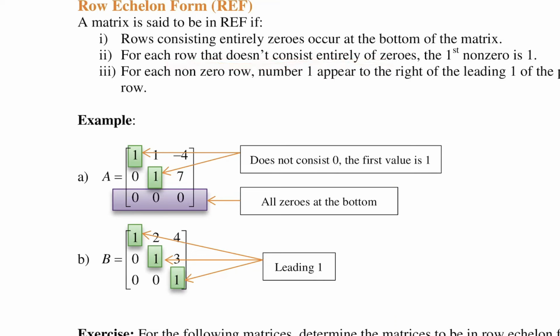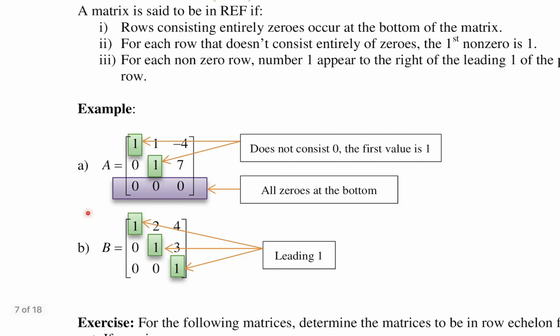So we look into the first row. The first row consists entirely of non-zero values. As you can see, the first non-zero here is 1. The next row, the second row, is also a non-zero row. As you can see here, your leading 1 is on the right side of the previous leading 1.